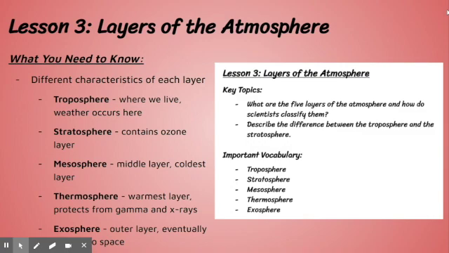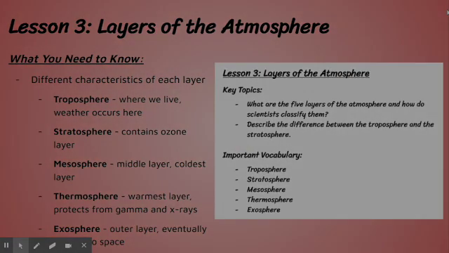After that, we have the thermosphere. It's the warmest layer and it protects the Earth and us from harmful gamma and X-ray radiation. And then finally, we have the exosphere. Remember, exo means outside. The exosphere is the outer layer, and it eventually just fades into space. Make sure you know all the different characteristics of all these layers.